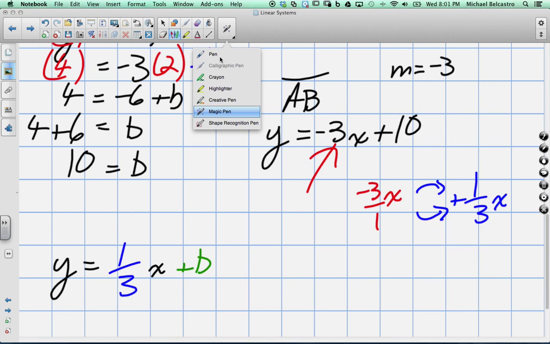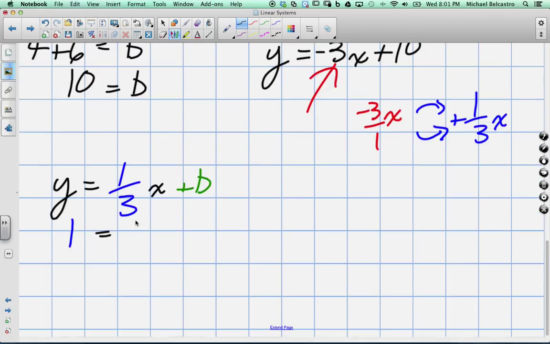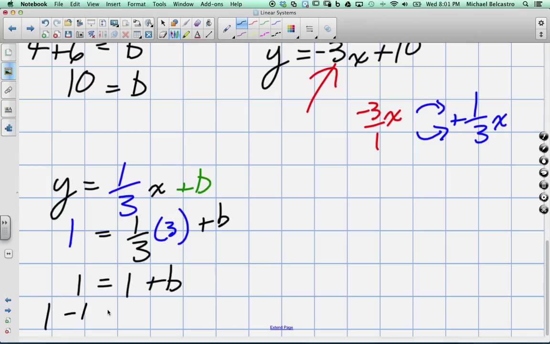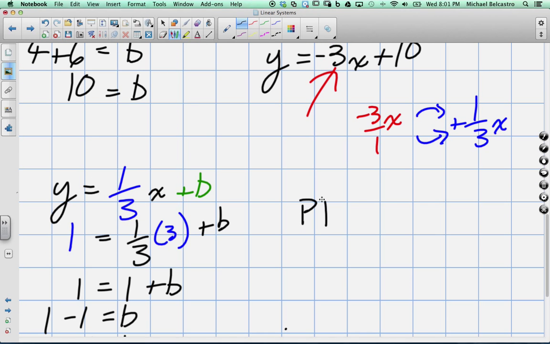So x is 3 and y is 1. So replace y with 1, is equal to 1 over 3, and we multiply by our x value, which is 3, plus b. We simplify it. 1/3 times 3 is actually just 1, plus b. When I move 1 to the other side, what do we get? Negative 1. What's b going to be? 0. So our perpendicular bisector is y equals 1/3 x plus 0. Do I need to write that 0 in? No, it's really just y equals 1/3 x.